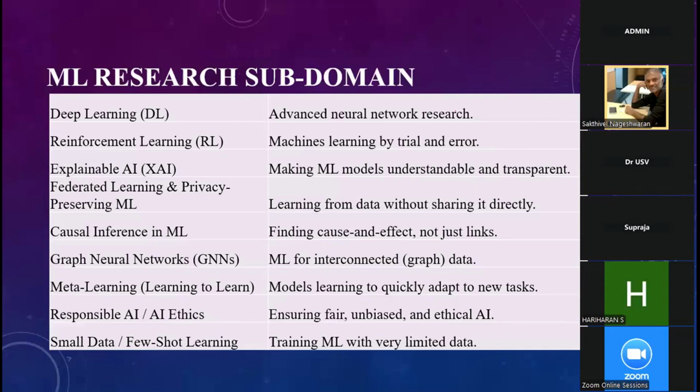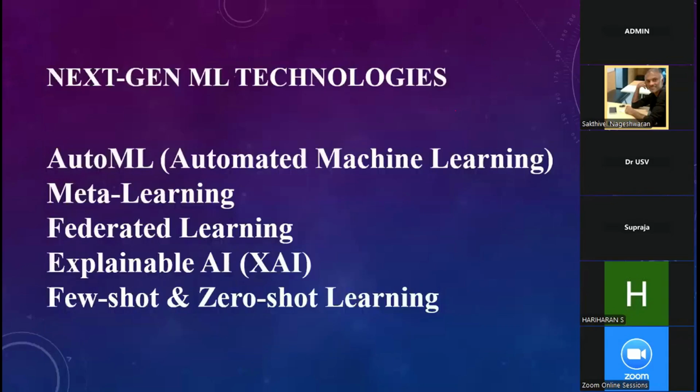And now this is one important factor, the next generation technology. So since we are going for the next generation, we don't want the existing generations. We are coming with the next generation, AutoML, especially automated machine learning, meta learning.